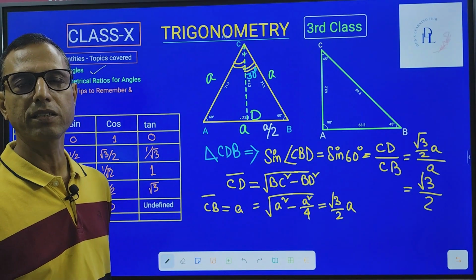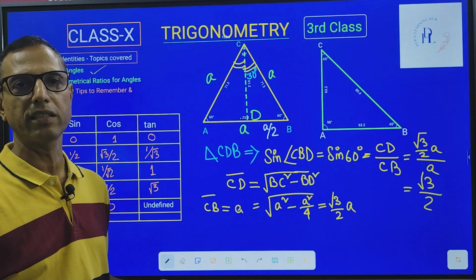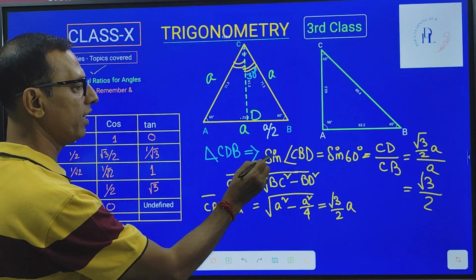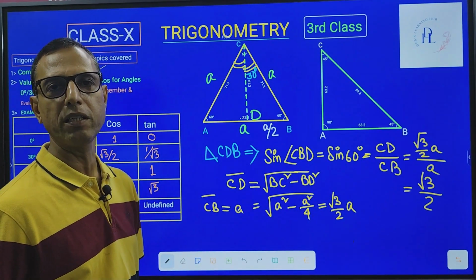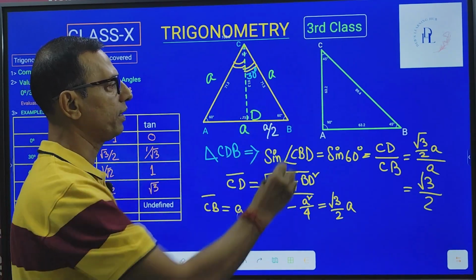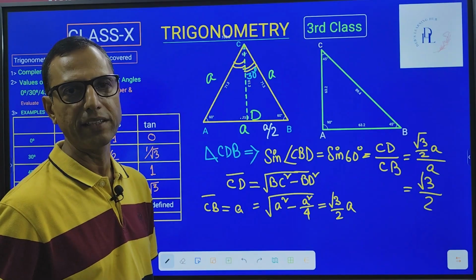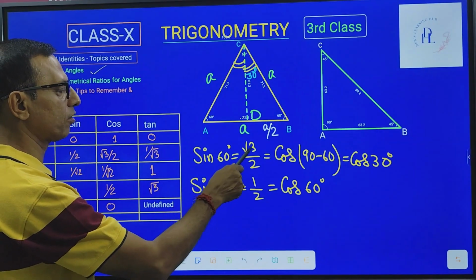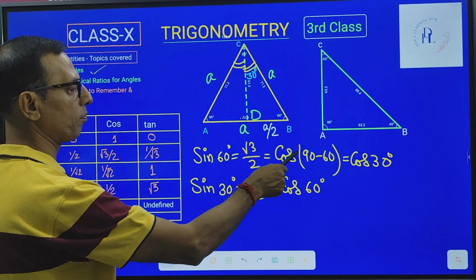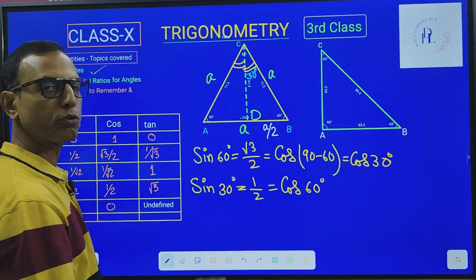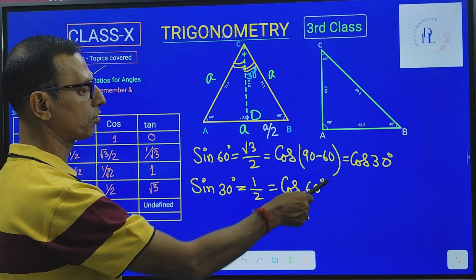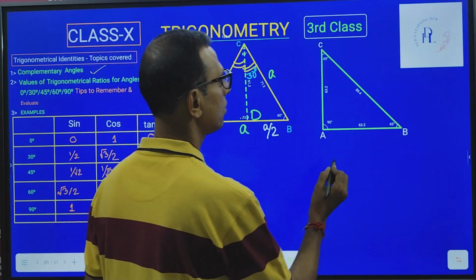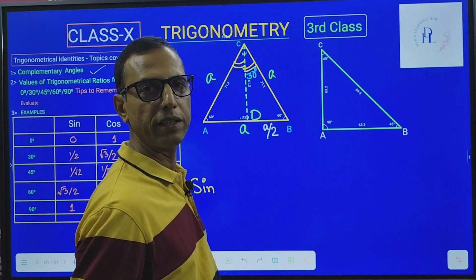If you know sine 30 is half, then cos 60 by the complementary angle: sine 30 equals cos of 90 minus 30, that is cos 60, which equals half. And sine 60 equals root 3 by 2, which equals cos of 90 minus 60, that is cos 30 degree. Now I will consider 0, 45 degree and 90 degree. These two things you have already proven. Now we'll see sine 0, sine 90, sine 45.